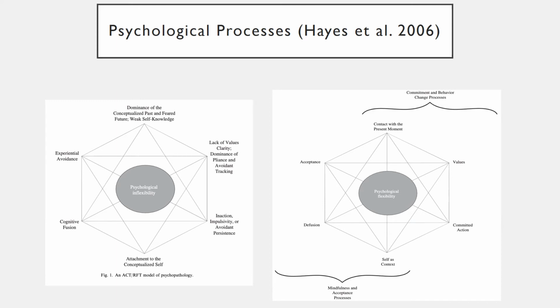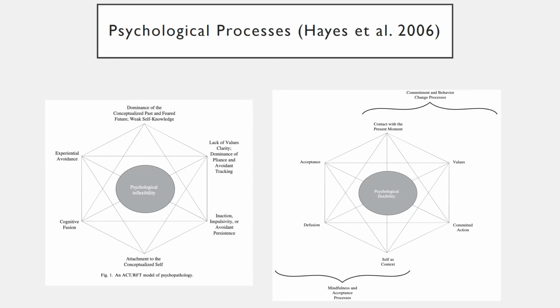Each point of the diagram correlates to a point in the opposite diagram. So acceptance in the psychological flexibility diagram is the process used to overcome experiential avoidance. Diffusion is the process used to overcome cognitive fusion.